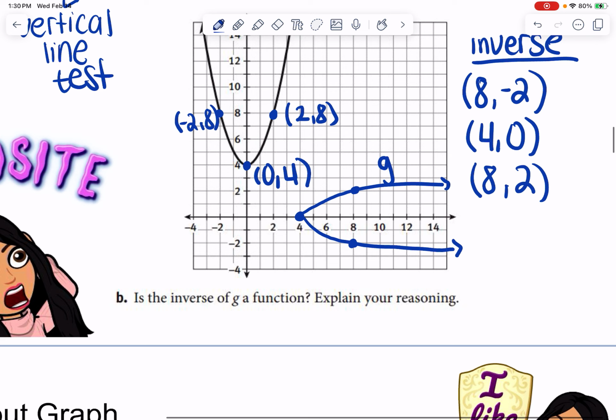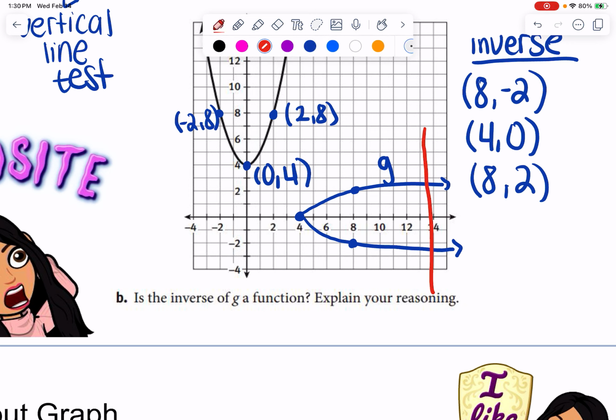Okay, so in part B it says, is the inverse of g of x a function? Well, in this case, we want to do the same thing. We want to see if it passes that vertical line test. In this case, it doesn't, and it touches twice. So the answer is no, because it fails the VLT, or vertical line test. Okay, that's why.